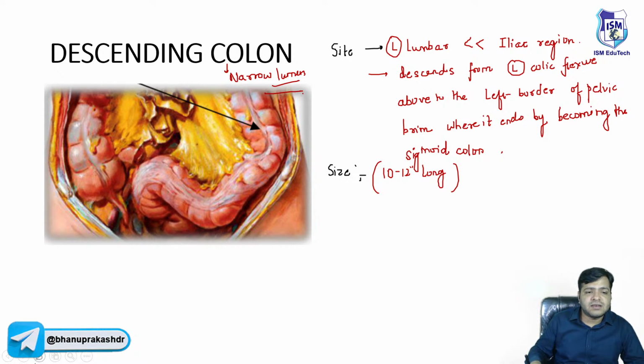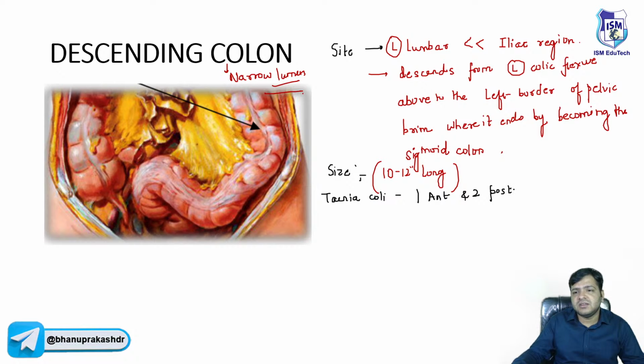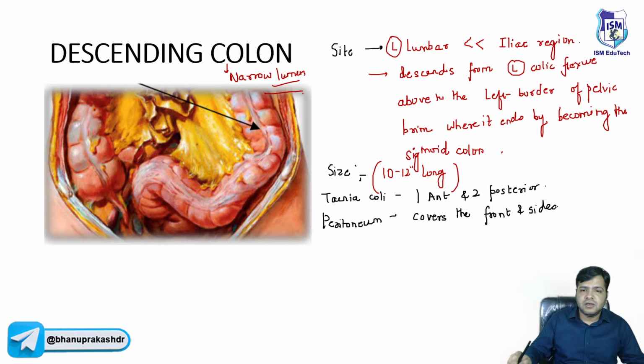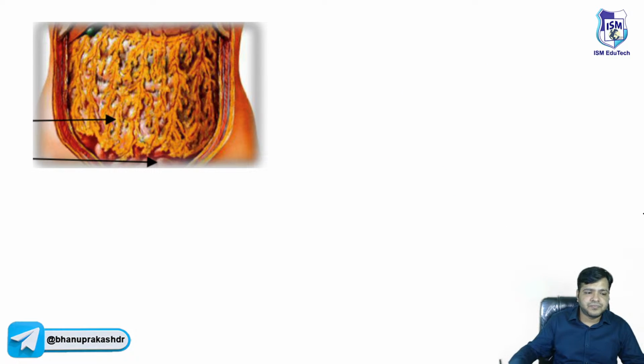Coming on to the next point, the taeniae coli. Remember, it is one anterior and two posterior, just like the ascending colon. If we talk about the peritoneum, it covers the front and sides.